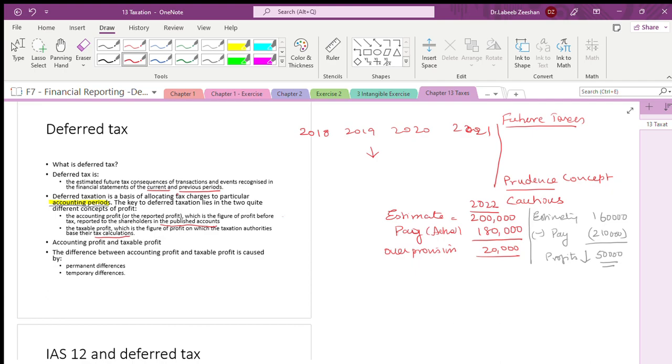See, you have two different things. You have profit before tax. Now, from profit before tax, you are making a provision. It's nothing but these profits are called taxable profits.